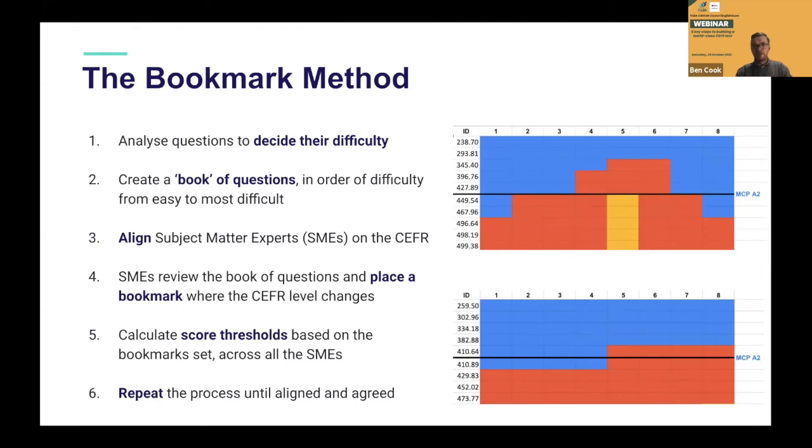That's a very brief overview of what the bookmark method looks like. And there are different ways of doing this, but essentially it comes down to asking experts for their opinions based on the CEFR, discussing that, challenging that, and eventually arriving at consensus. And you can use that consensus to report. As I say, we have a report on our website, how we've done this for English Score. If you're interested in that, it's available online.